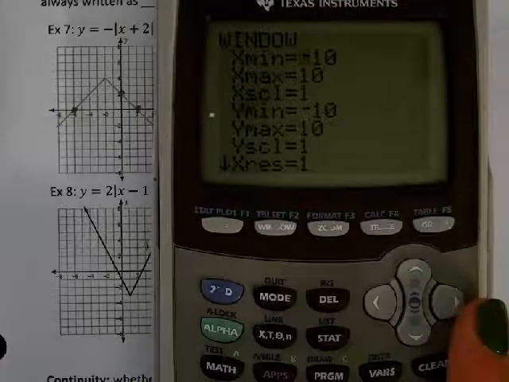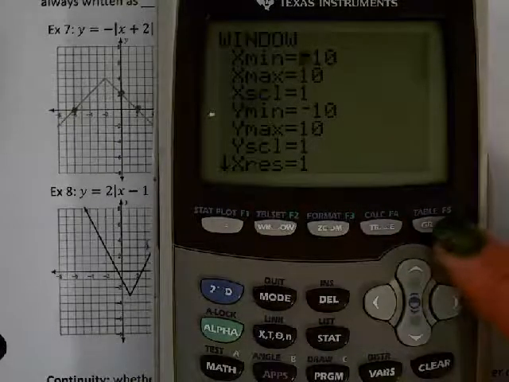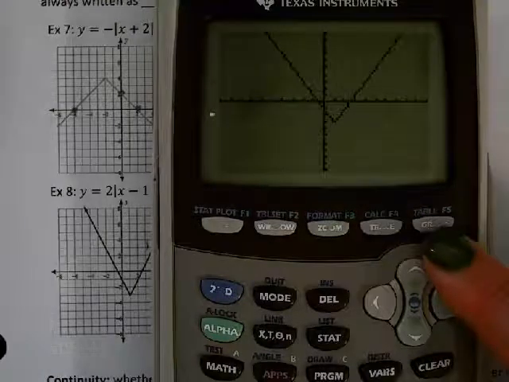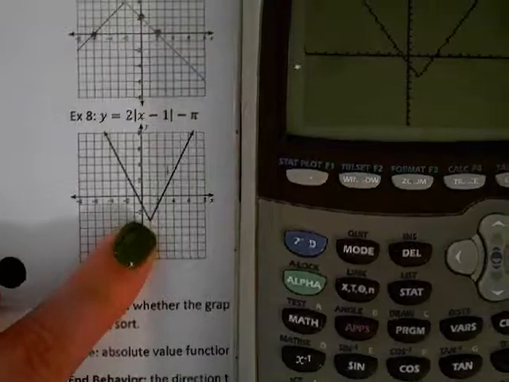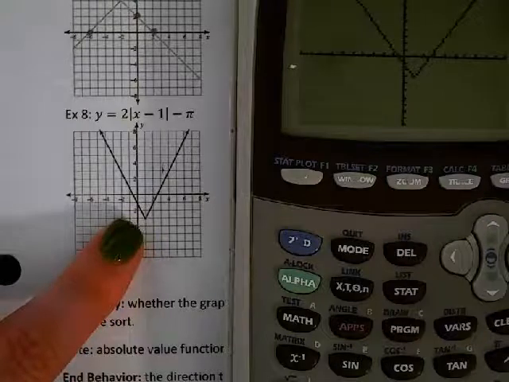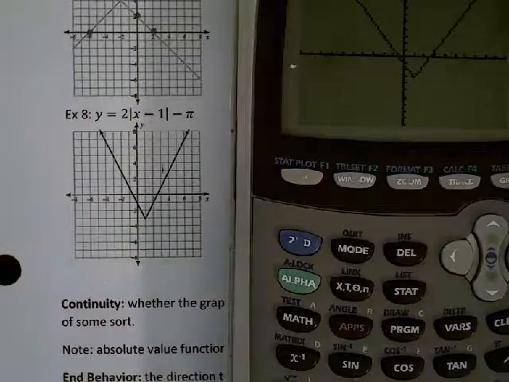All the way over here on the right, we're going to hit the graph button just so we can see it. So that was all the way over here on the right. We're hitting the graph button. And you can see it looks about the same. We're seeing a little bit more because this graph is going to -8 and +8, and our graph went -10 to +10. So we're seeing just a little bit more.